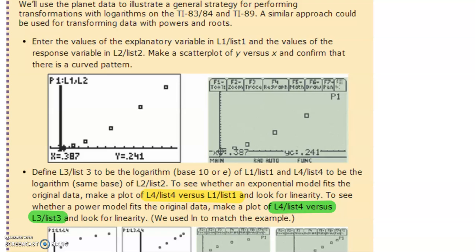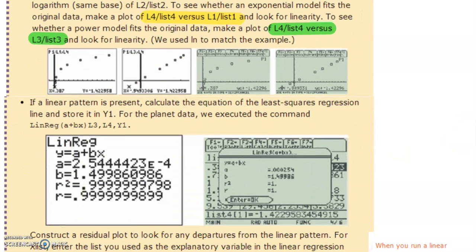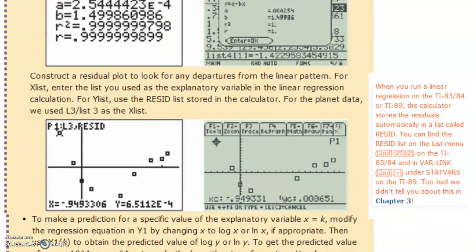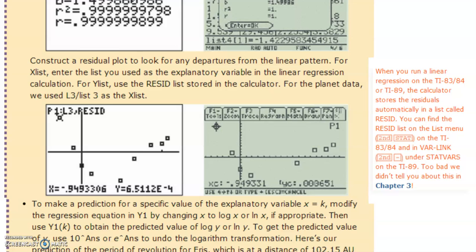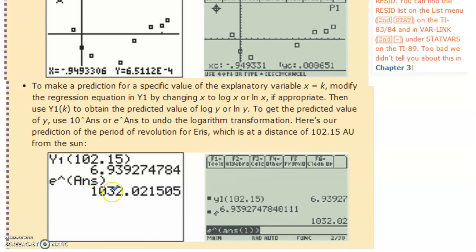with that example. Basically, for any curved relationship, you can create a list 3 and a list 4 that is the logarithm of list 1 and list 2. And you can plot list 4 versus list 1, and you can plot list 4 versus list 3 and see if either of those are linear. You can then run a linear regression on the combination that appears linear using your calculator. You can then make the residual plot as well. So there's a lot your calculator can do here, and that's how I got that answer of 1032.